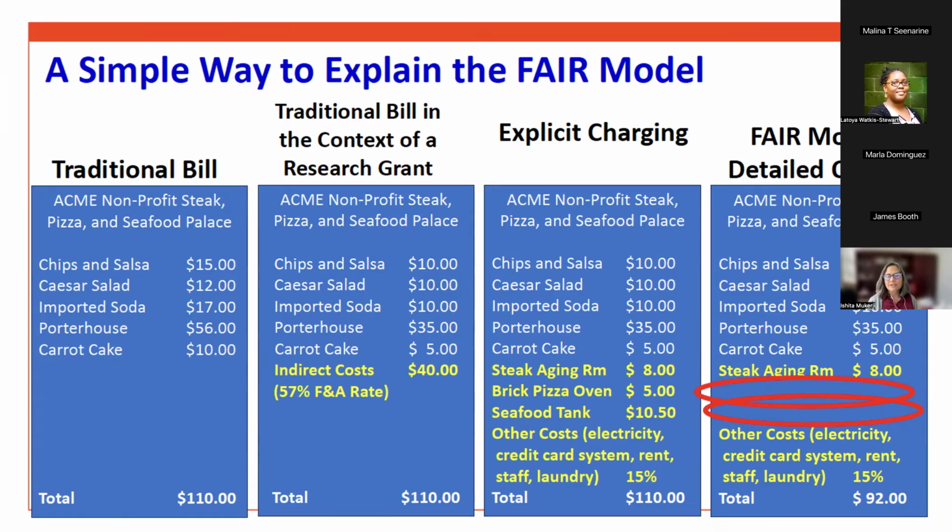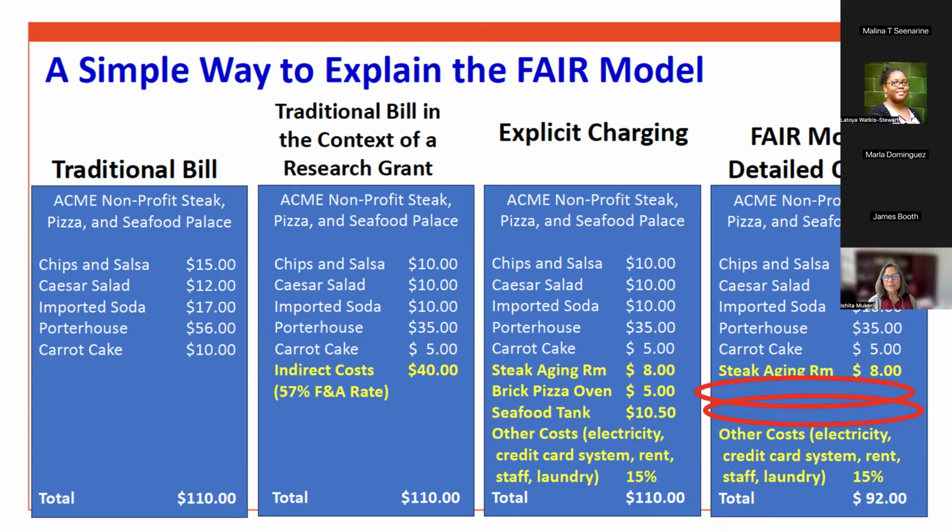And then of course there's things like the electricity, the rent, the staff, laundry, whatever. But one of the things I want to point out is that in this model, where we're breaking out the costs, even though this person only had steak, the porterhouse steak, they didn't have pizza, they didn't have the seafood, their bill is still paying for those items, right? Because all of those items are needed at the restaurant to support putting the food on the table. So that's really how we think about the indirect costs.